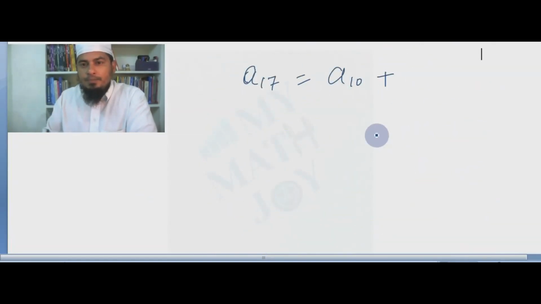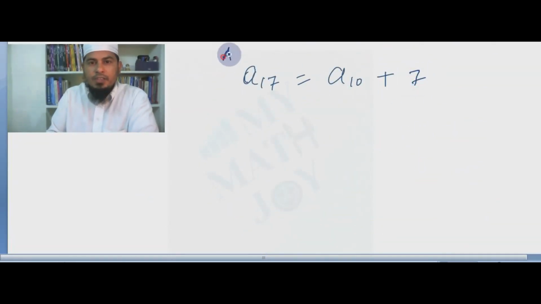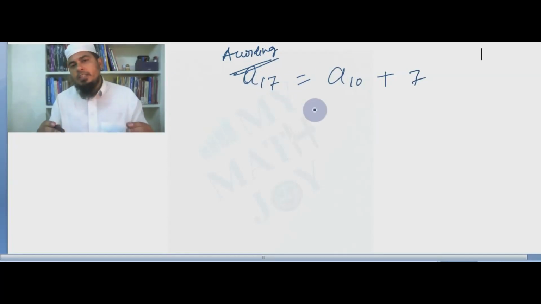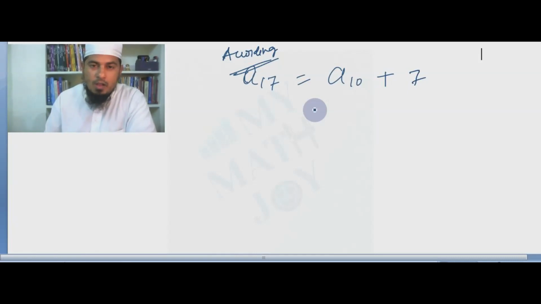So we go according to the question. This will be the statement. The 17th term of the AP exceeds its 10th term by 7. This is exceeds. If we add 7 to the 10th term, we get the 17th term. So only this statement is there and he wants us to find the common difference.